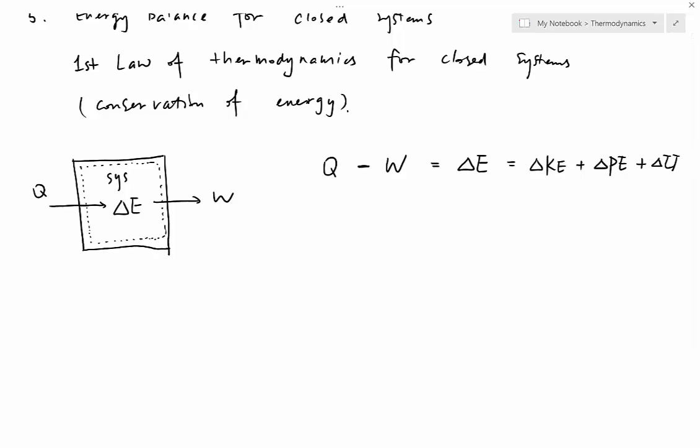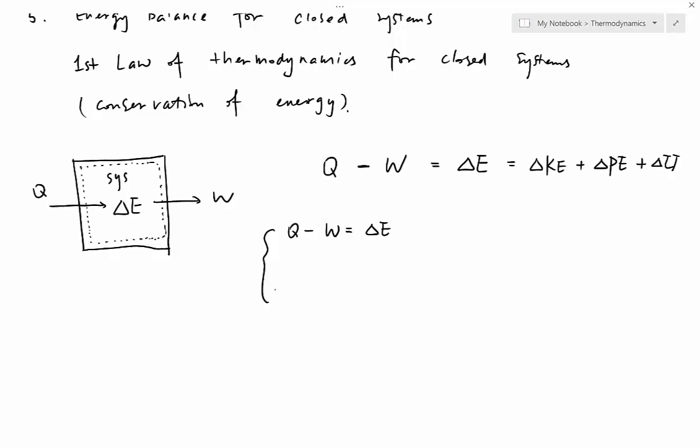Okay, all right, so this is our equation. And our equation, let's just write again: Q minus W equals delta E. And this is our option number one. First law for a closed system, option number one.